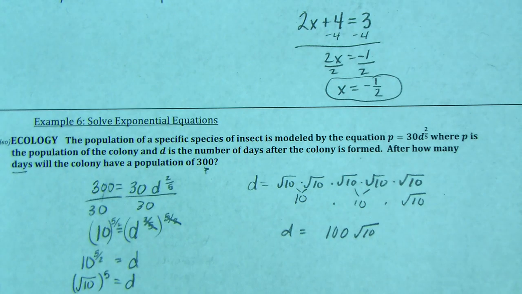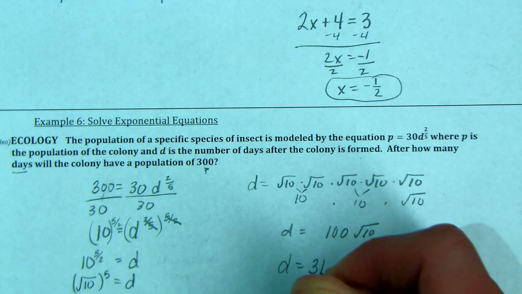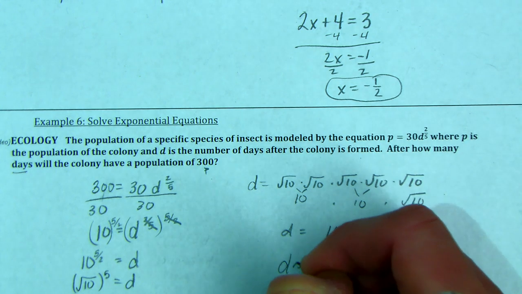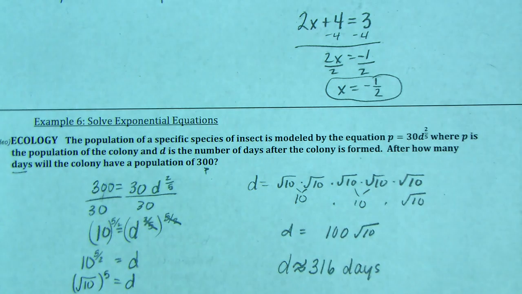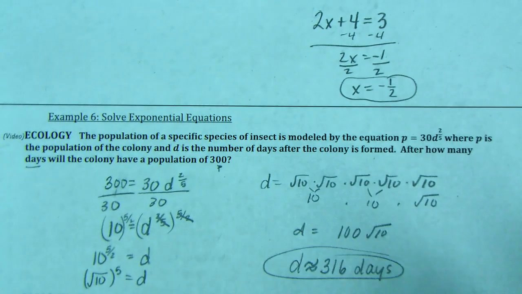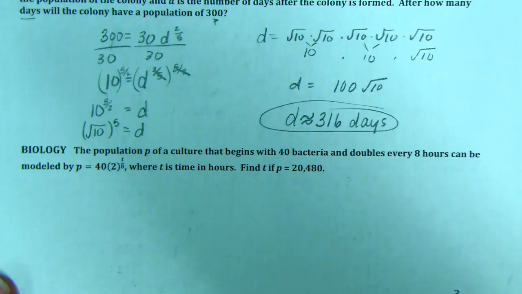which is, and I can use my calculator here, how many days? About 316 days. And it's about, because I'm rounding, so I should put my squiggly lines there, my approximation sign. All right, let's try another one like that.